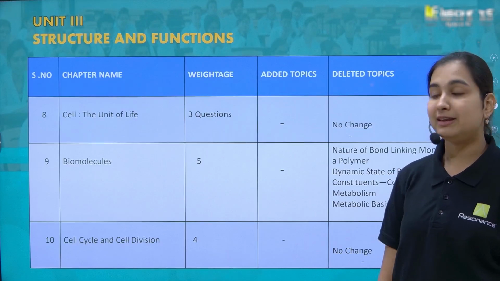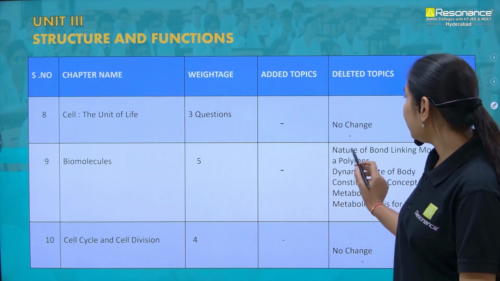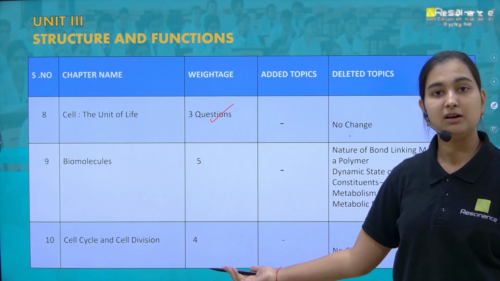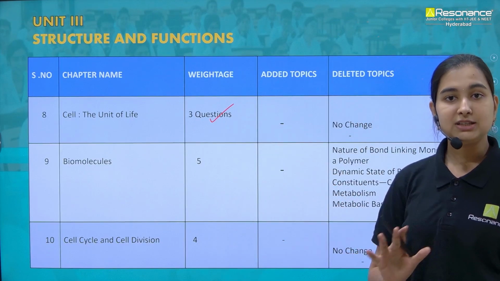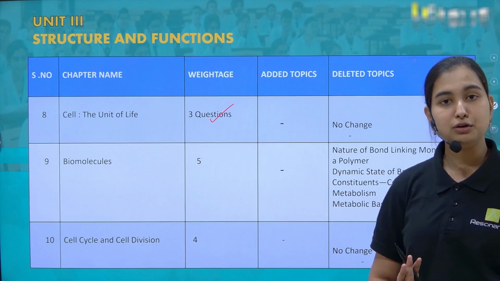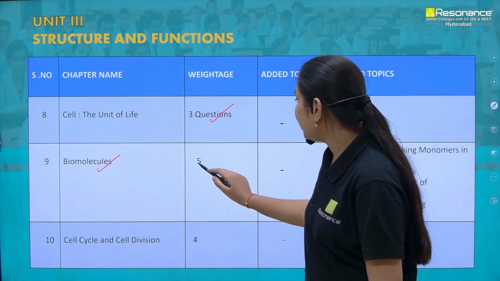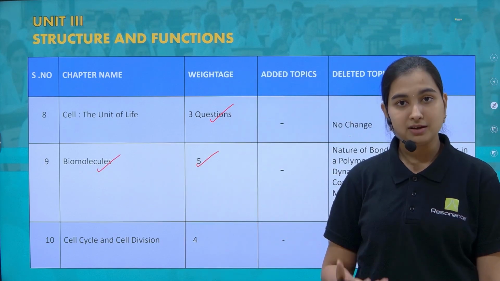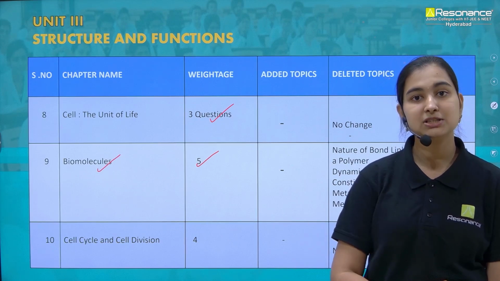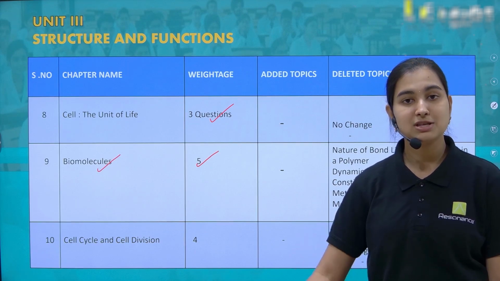Now let us see the next chapters. Coming to the next chapter, which is the cell. Here there is a weightage of 3 questions. So we can expect about 3 questions from this particular chapter. Even in this chapter there is no change, neither addition nor deletion of any topic. Now talking about the next, we have the biomolecules. Biomolecules has a weightage of 5 questions. From this chapter, diagram based questions, enzymes, and tabular questions, many important topics are there from which questions are frequently asked.